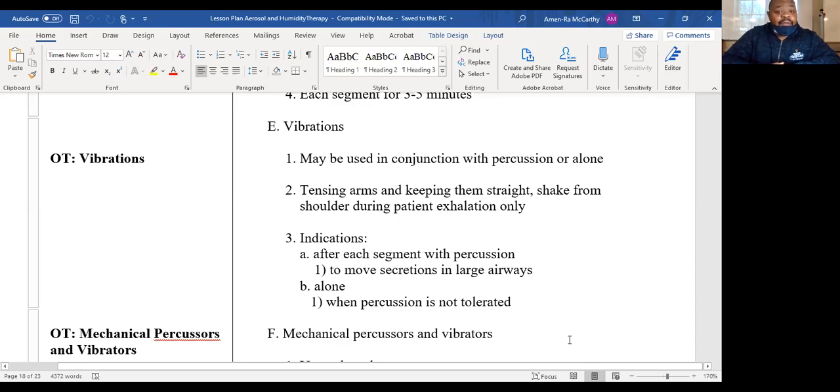Some people may, right? So you have to do all of these therapies and all these tricks of the trade in order to mobilize those secretions, okay? So you have drainage, percussion, vibration, right? With your own self, right? All right, now indications for the vibrations.